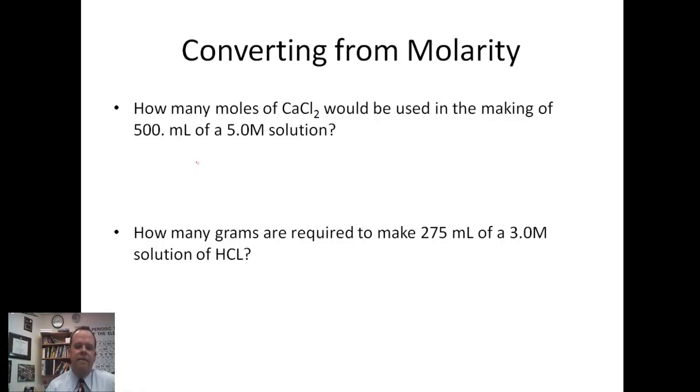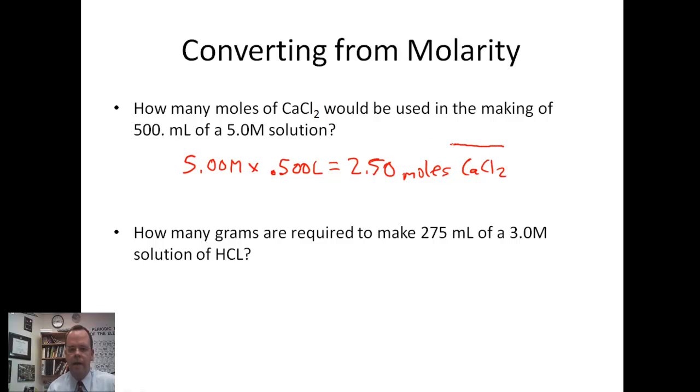So in this case, we have 500 milliliters of a 5 molar solution. To go from molarity to moles, we need to multiply the molarity times the number of liters. Remember, there are 1,000 milliliters in a liter, so this would be 0.5 liters. So in this case, we'll get 2.50 moles of calcium chloride. So molarity times volume will give us moles.